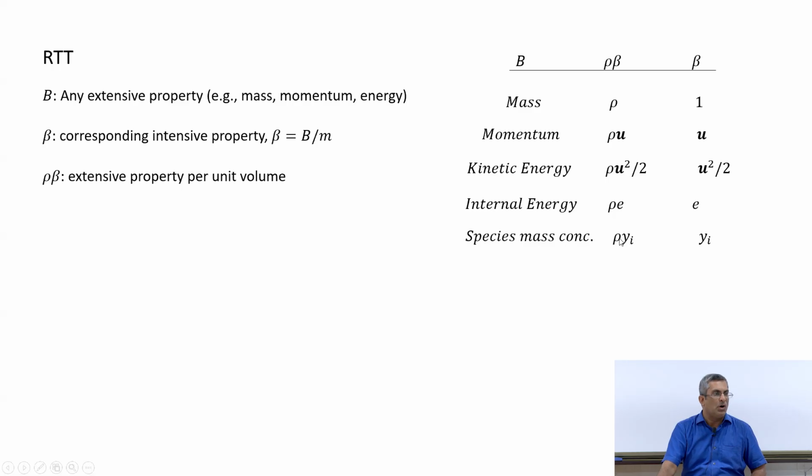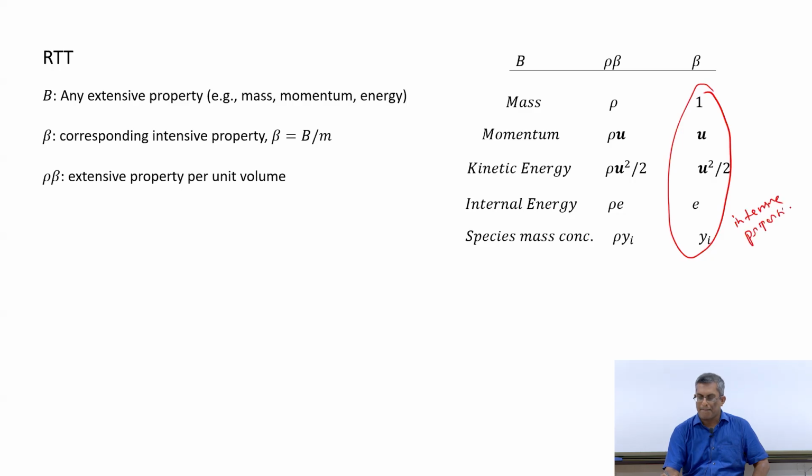If you have a flow where multiple species are involved, for example, flow of hydrogen and air in a duct, each species has its own equation. And what is this? This is the species mass fraction. So you see all these quantities are intensive properties. And finally, we want our governing equations in these terms.